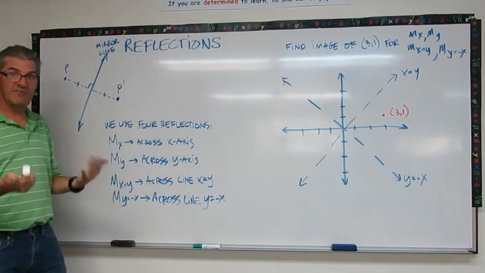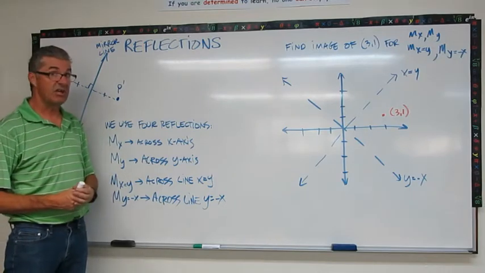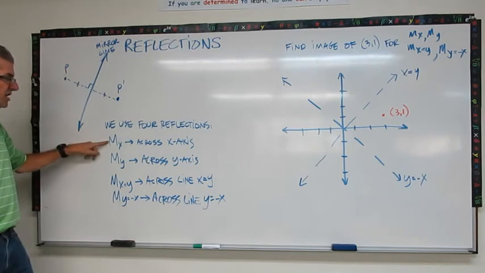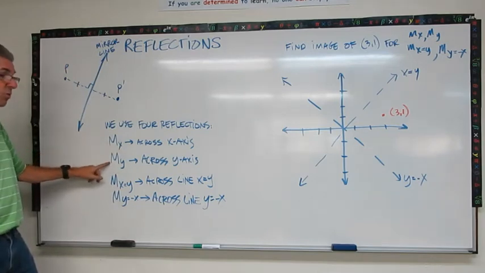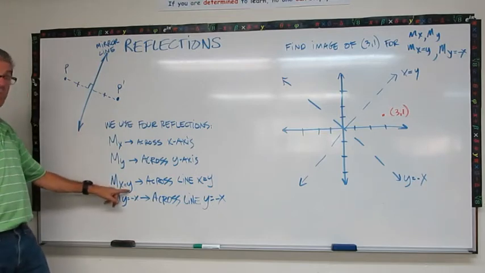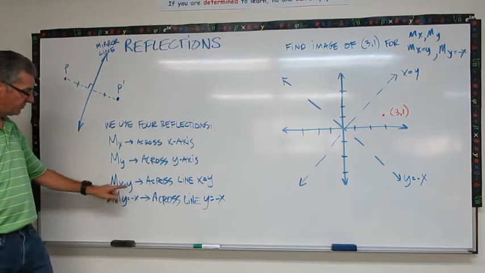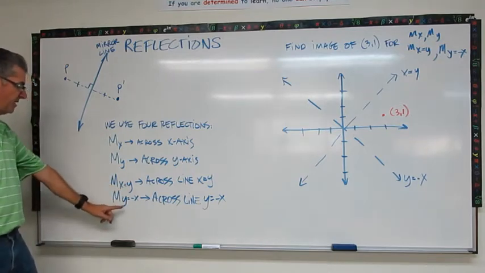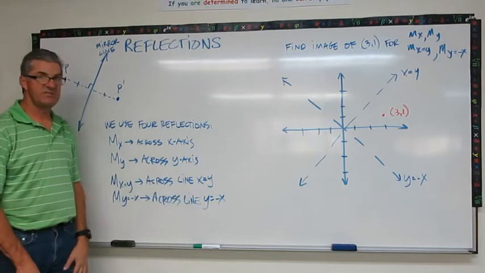Okay, so in this unit, we use only 4 reflection lines. In truth, you can reflect across any line, and you may be exploring that later in another class. Here, we're going to reflect across the x-axis, that's abbreviated m sub x, across the y-axis, m sub y, now across the line y equals x, abbreviated m sub y equals x, and then the other one is m sub y equals negative x. That's across the line y equals negative x.